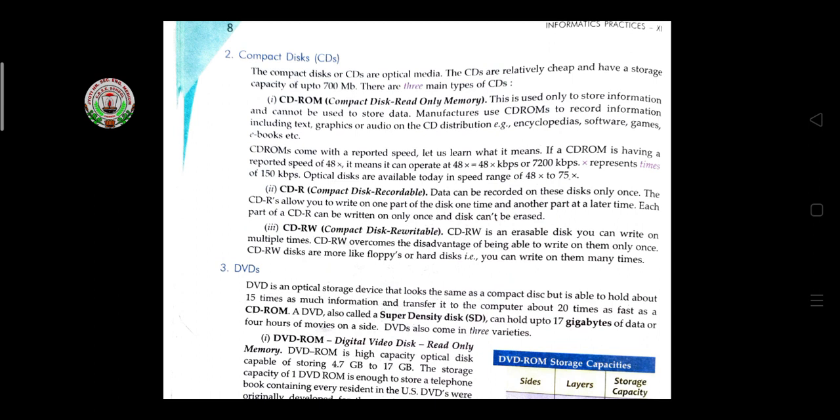The CD-RW is an erasable disk you can write on multiple times. CD-RW overcomes the disadvantage of being able to write on them only once. CD-RW disks are more like floppy or hard disks.